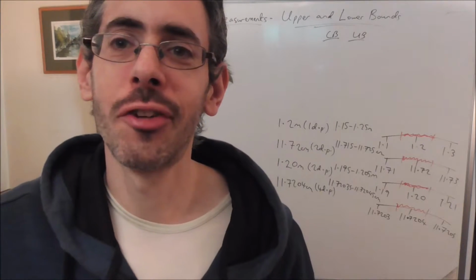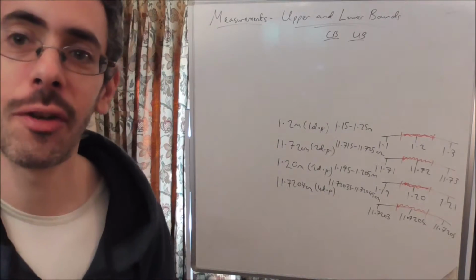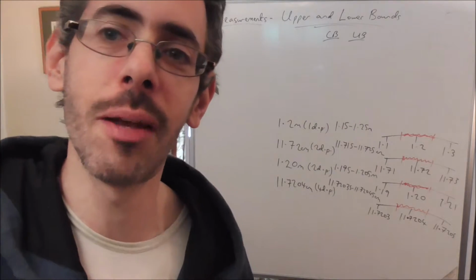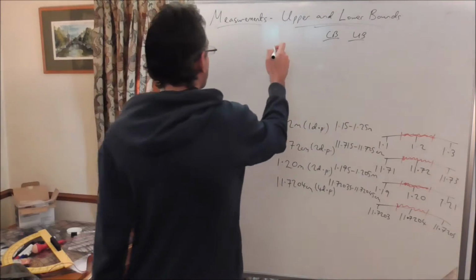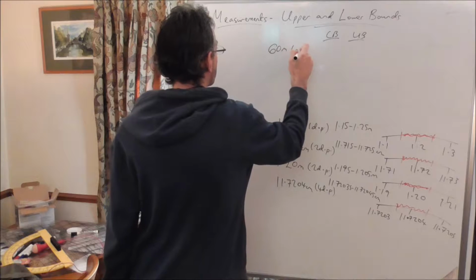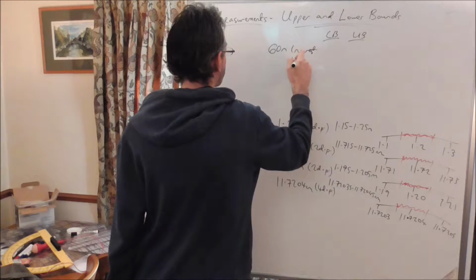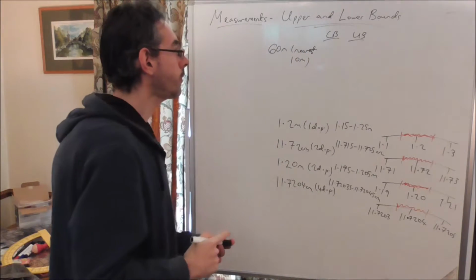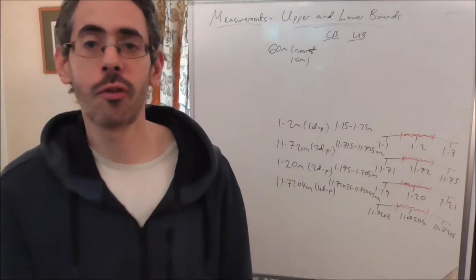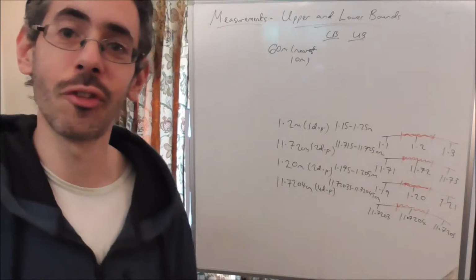Right, so suppose I'd measured a fence, and it turns out that it's 60 metres to the nearest 10 metres. So what's the range of possible lengths for the fence? What's the lower bound and what's the upper bound?